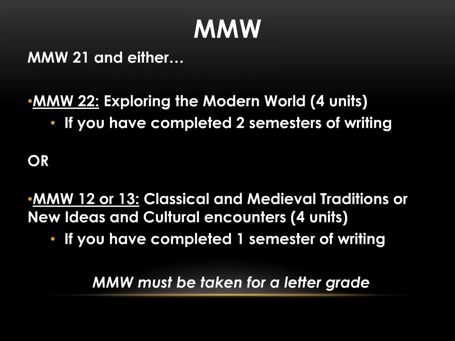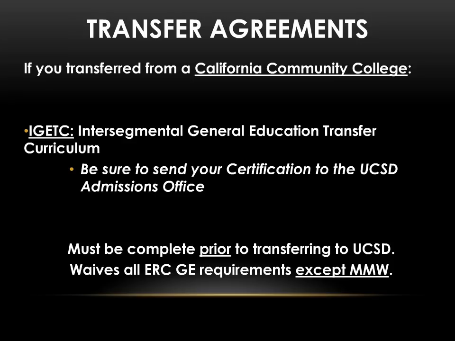In addition to MMW 21, all ERC transfer students must take a second MMW course to complete ERC's interdisciplinary course sequence. Depending on your situation, you will take either MMW 22 or MMW 12 or 13. Be sure to check the new student site in August for your course recommendations.